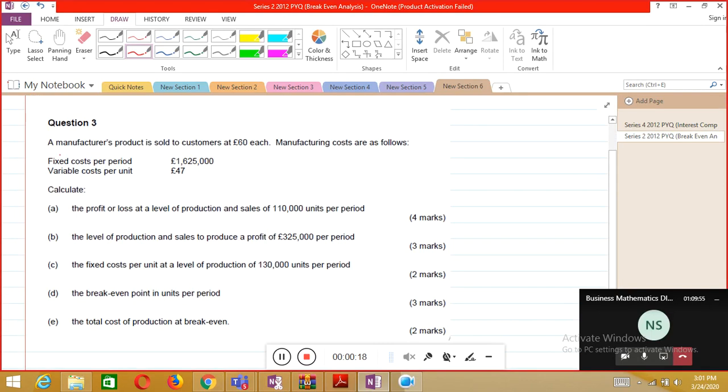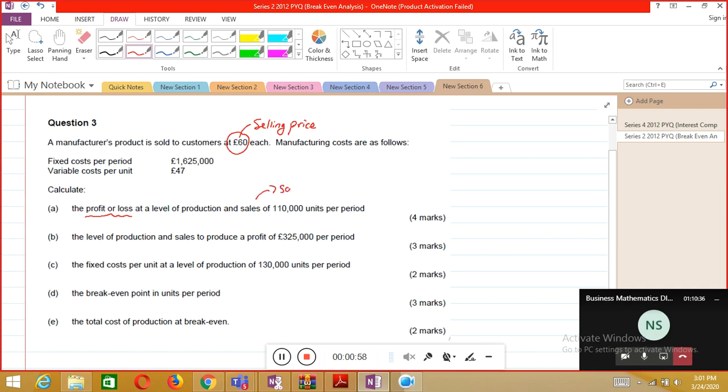Now look at this. A manufactured product is sold to customer at 60. Sold means that is your selling price. Manufacturing cost as follows: fixed cost per period 1625, so this is your fixed cost, and variable cost per unit is already given. A, calculate the profit or loss at a level of production and sales of 110,000 units per period. So they want you to calculate profit or loss with the sales units.